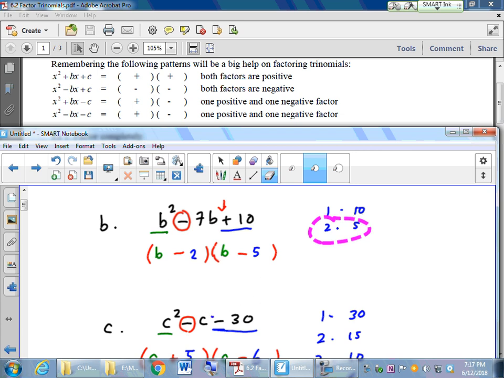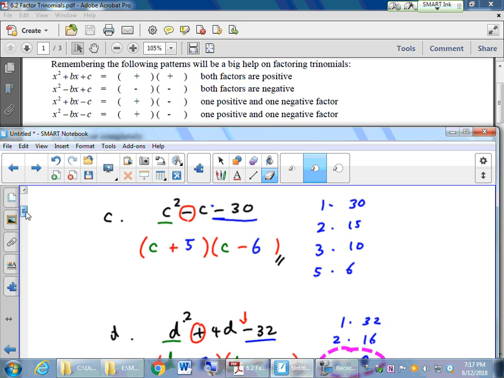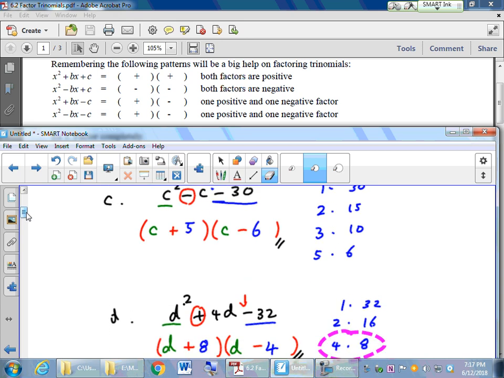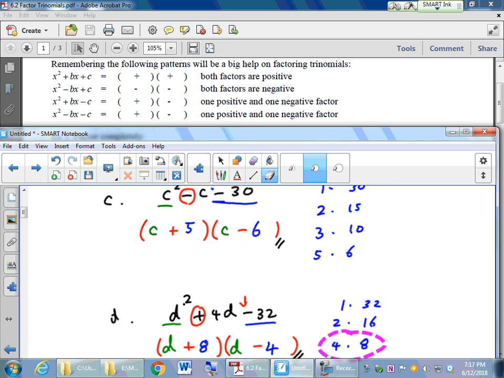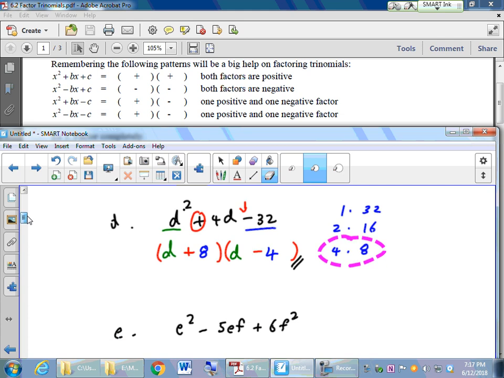Right? So the next one, if you check it like this one, my outer will be negative 6c, the inner will be plus 5c. So when you combine together, that will be negative c. So we are good. So you can always check on these kinds of problems. Let's continue.